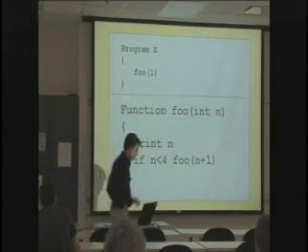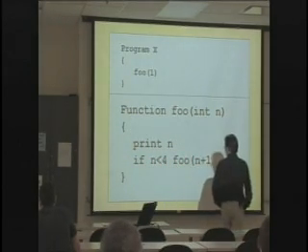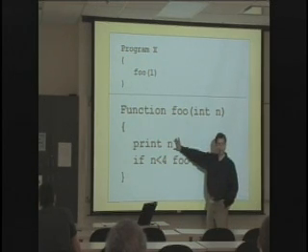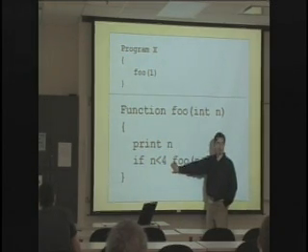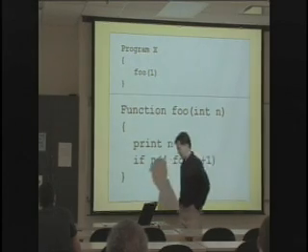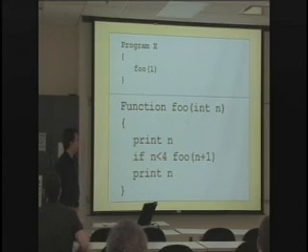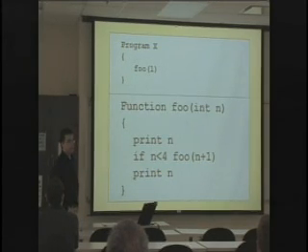Now, I'm going to make a key change. Indicate this print n here. It's going to be exactly the same, except I'm going to also have print n after the call. Okay? Now what's it going to do?